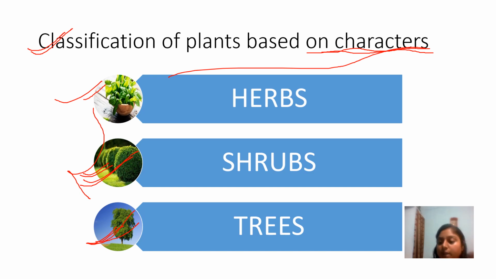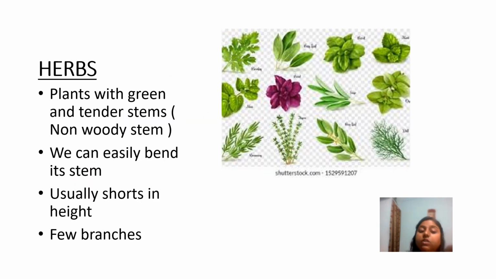Now come to the next slide. First one is herbs. Herbs are plants with green and tender stems. I already told you, tender stem, non-woody stem, which means soft stem. Tender means it is easily bent by hand. We can easily bend its stem. Usually they are short in height and have few branches.